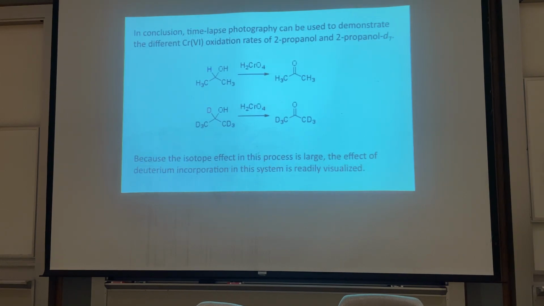In conclusion, time-lapse photography can be used to demonstrate the different chromium-6 oxidation rates of 2-propanol and 2-propanol D7. Because the isotope effect in this process is large, the effect of deuterium incorporation in the system is readily visualized.